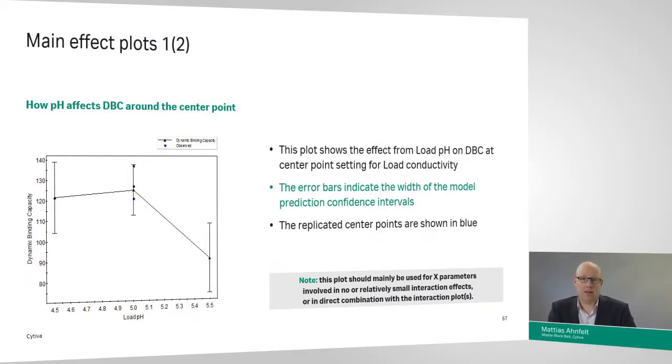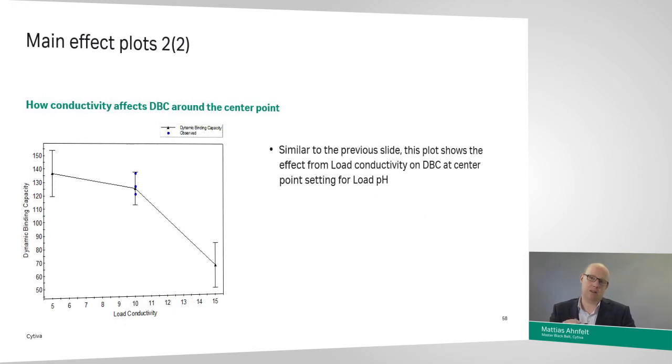We can also look at the so-called main effects plots, which is sort of peeling the orange or slicing the DoE around the center point. So we see now, for instance, here how load pH affects the binding capacity at the center point setting in conductivity. And we can twist it the other way around, look at how conductivity affects the binding capacity at the center point setting on pH.